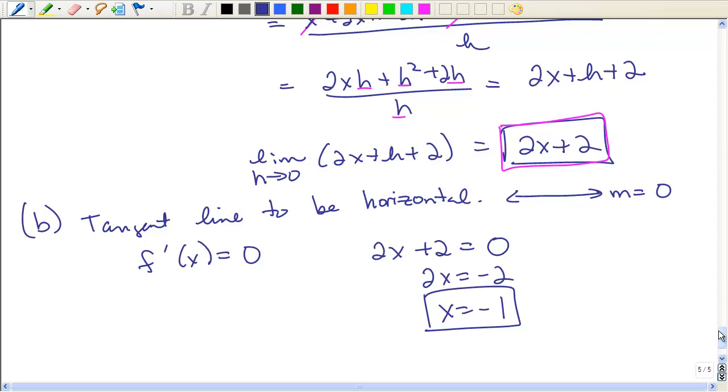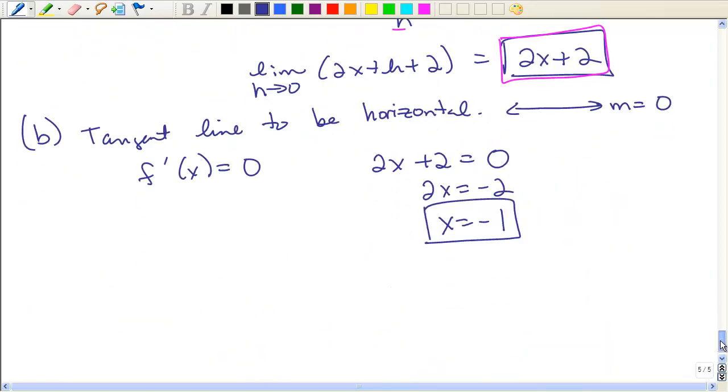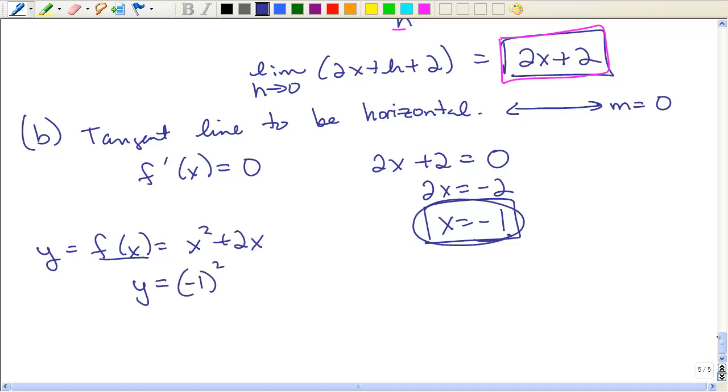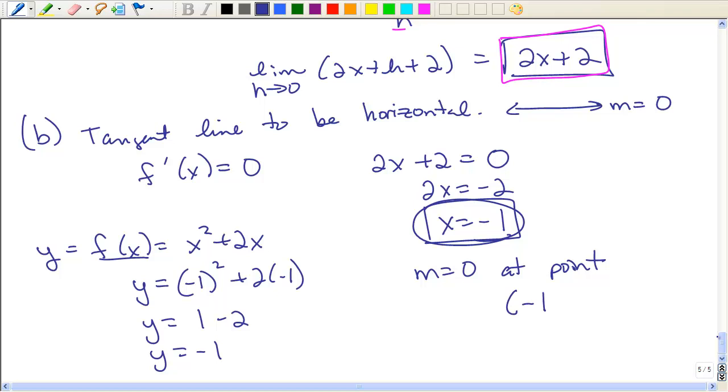But what was that original function? It was x squared plus 2x. Now remember, f of x is the same as y. So we're going to say y equals what when x is -1? Let's see, that's 1 minus 2, which is -1. So the slope would be 0 at the point where x is -1, y is -1. Don't worry about sketching a graph. I'm not going to ask you to do that on the test. If the computer asks you to do that, you may use a graphing calculator, but don't really worry about that part.